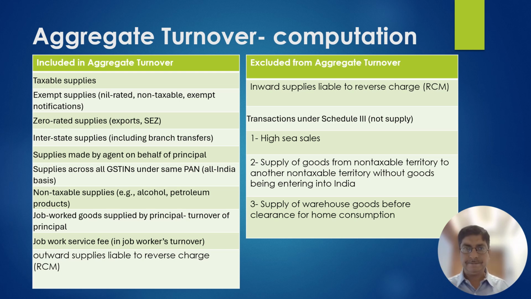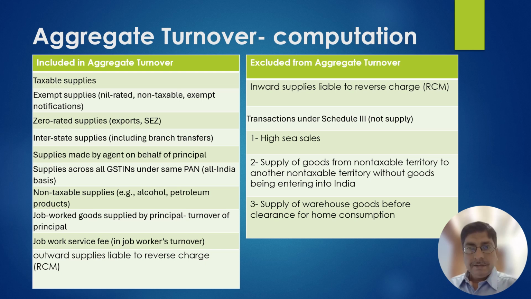Then what are the items to be excluded in computation of aggregate turnover? One, inward supplies liable to reverse charge. Just as we discussed, a recipient is paying the tax on behalf of the supplier. That will not form part of aggregate turnover.